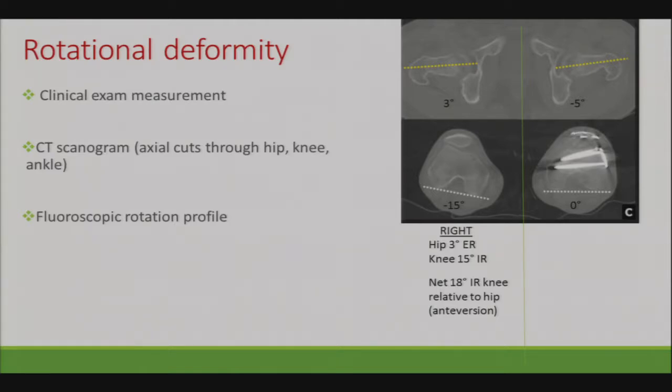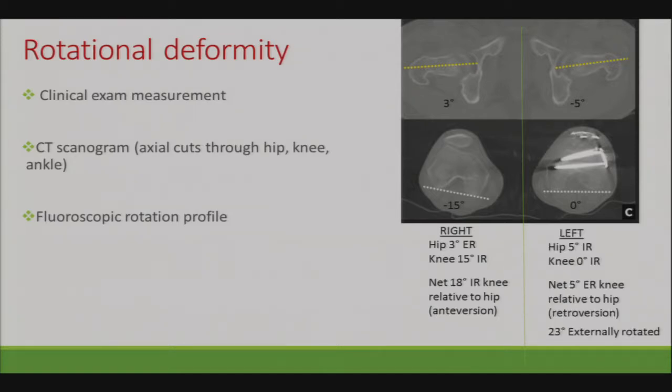In order to make that neutral, you would internally rotate that limb 3 degrees. That would take the already internally rotated femur to 18 degrees of internal rotation. Does everyone understand that? So this is 18 degrees of internal rotation of the knee relative to the hip, which is also the patient's anteversion.